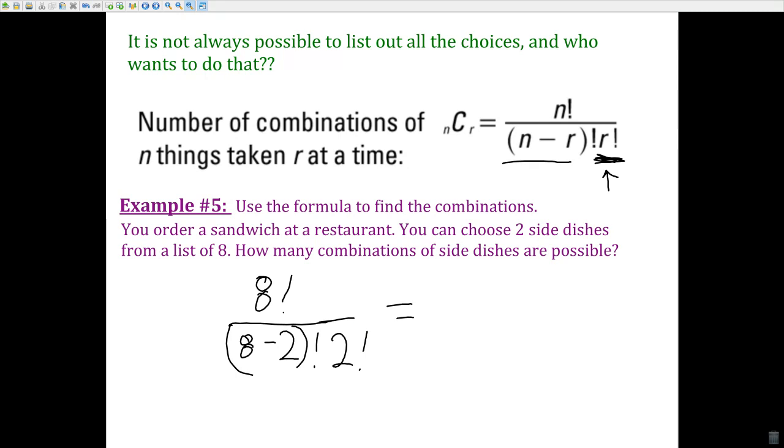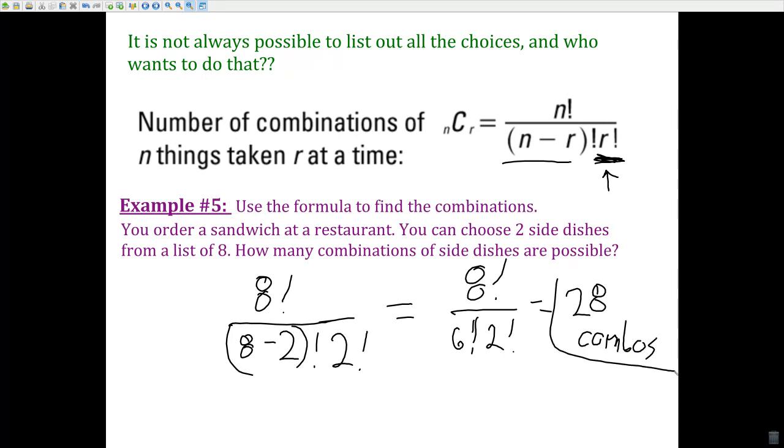Great. Looks like you're doing this in the calculator, right? Okay. Looks like you get 28 possible combos you could create.